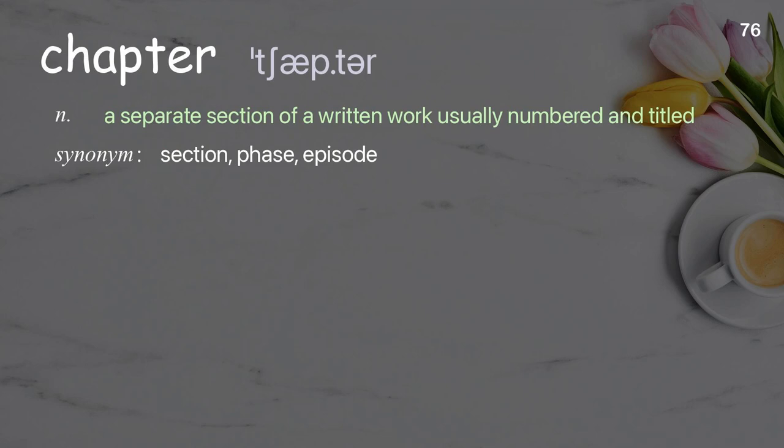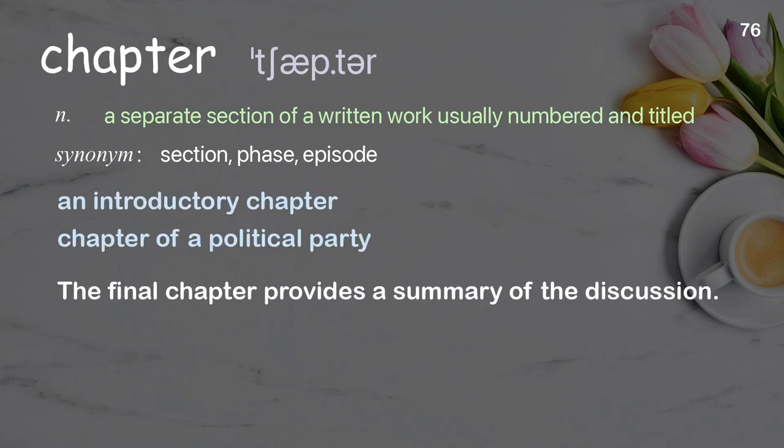Chapter. A separate section of a written work, usually numbered and titled. Examples. An introductory chapter. Chapter of a political party. The final chapter provides a summary of the discussion.